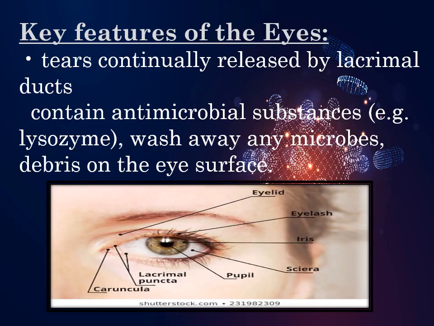Another organ that behaves like a physical defense system is the eye. In this slide, we will come to know how our eye protects us from microbes. We know our eyes contain a tear gland, or we can say lacrimal duct. So tears continuously released by the lacrimal duct contain antimicrobial substances which help to wash away any microbes or debris present on our eye surface.